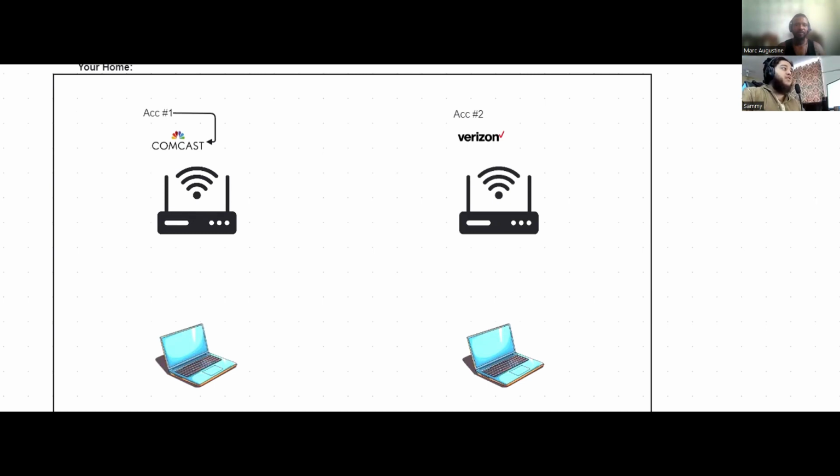Then they're going to come and set up a modem, and this modem is going to be connected to the Comcast ISP. The modem is going to give you an IP that's clean. An IP means an internet protocol address, which is basically an address online that verifies who you are.